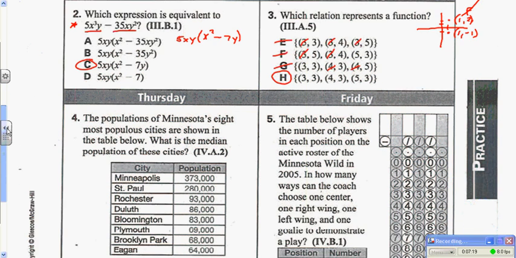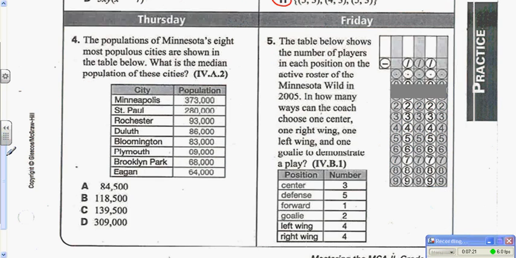Number 4, the populations of Minnesota's 8 most populous cities are shown in the table below. What is the median population of these cities? Now median represents middle when your data is in numerical order. Notice that it does go from 64,000 up to 373,000 in order. So our middle term is our median.